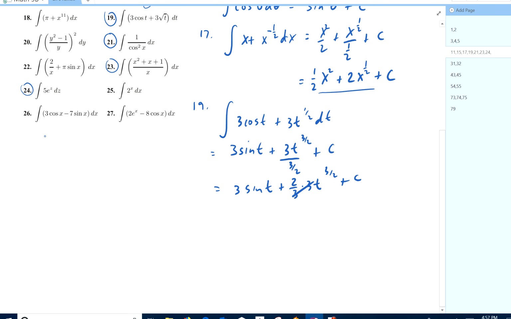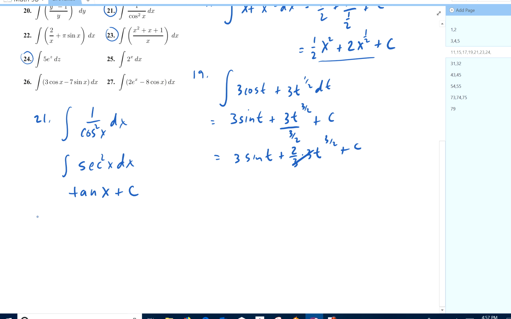Alright, 23, or 21 I guess it is. 1 over cosine squared x dx. The challenge here is recognizing that this is just the secant squared of x. And we know what the integral of secant squared of x is. It's tangent of x, because the derivative of tangent is secant squared, plus a constant.